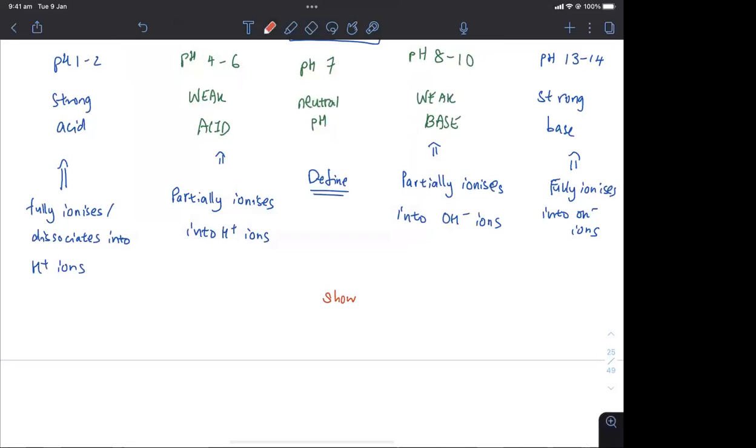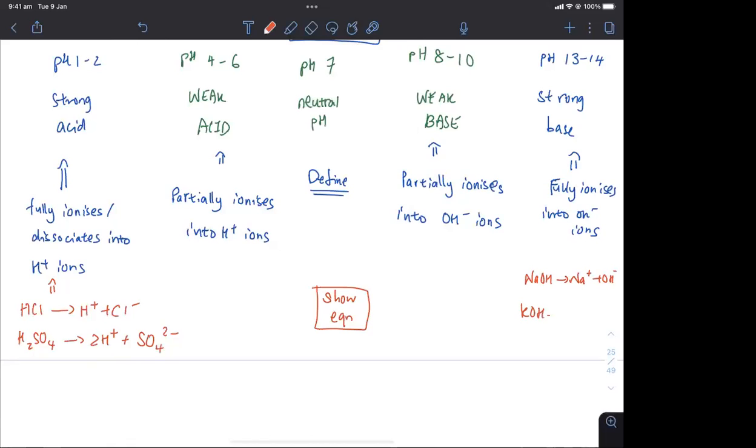Show using an equation. Show or define by using an equation to show what is going on. HCl, full arrow, going to H plus and Cl minus. H2SO4, full arrow, going to 2H plus. And this is your sulfate ion, SO4 2 minus after you dissociate to 2H plus. When you have a strong base, you'll be looking at NaOH going to Na plus plus OH minus, something like KOH going to K plus and OH minus.